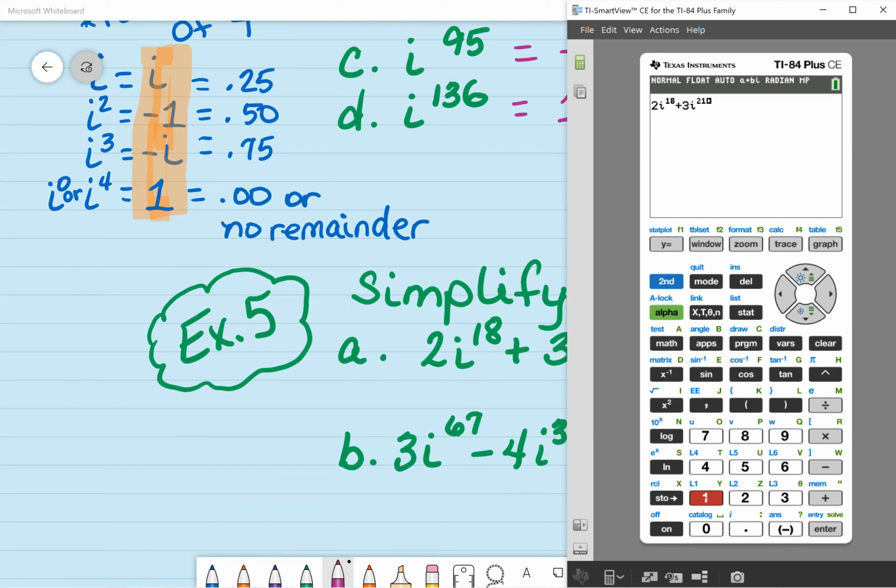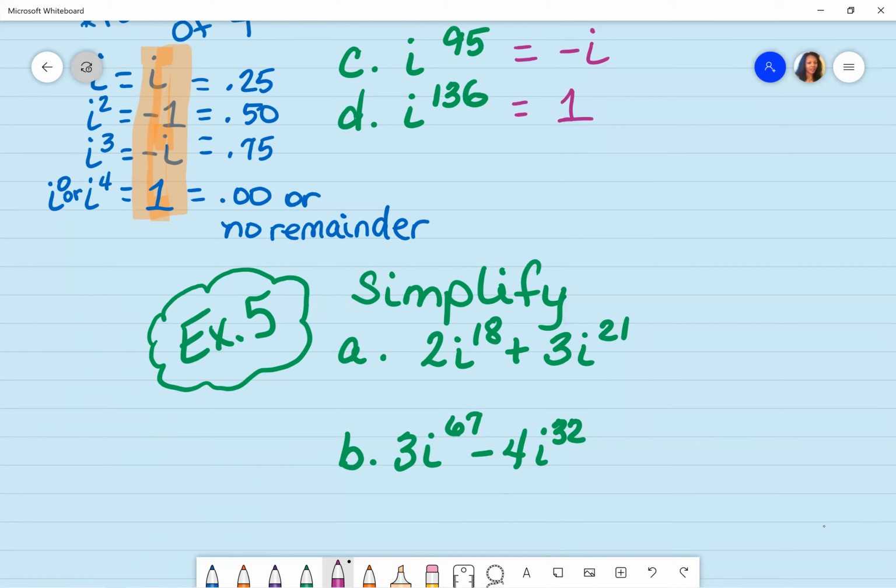Look at it, make sure that it's typed in correctly, hit enter. There's your answer, -2 plus 3i. So this is -2 plus 3i. So really what was happening is 2, and then whatever that was, plus 3 times whatever this was.